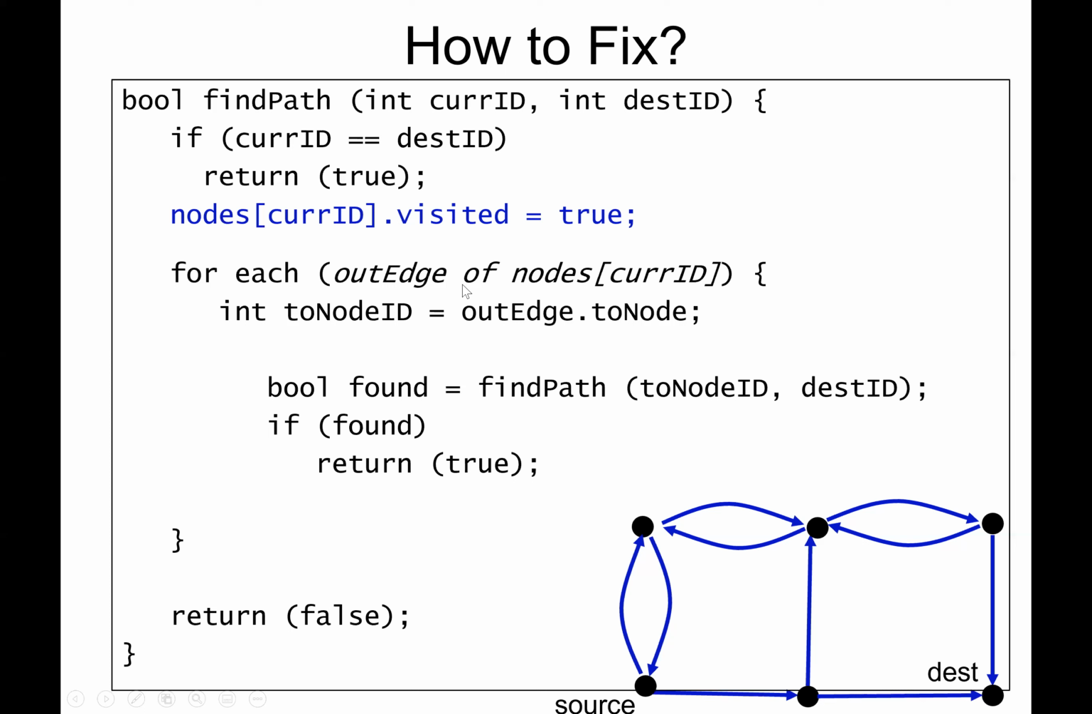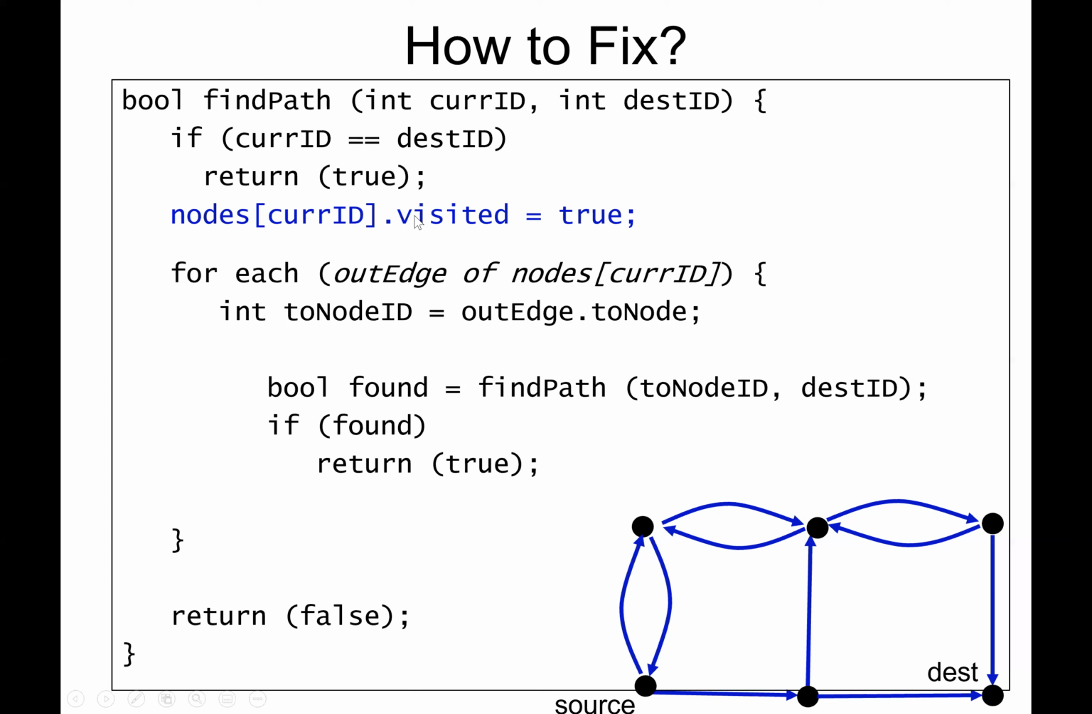Okay, so you're saying that we've got to check this before we do the recursion. The whole point of setting visited was don't recurse if it's already been visited. Is that right? Yeah, and that makes sense.